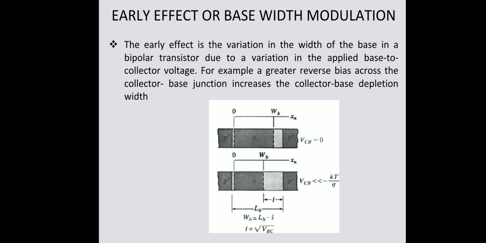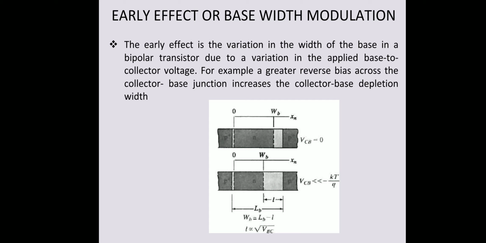Our assumption is that the effective base width is independent of the bias voltage applied to the collector and emitter junction. But actually, if you increase the reverse bias voltage at the collector junction, this depletion region will extend more into this base region because it is lightly doped, and the effective width of this base region will decrease due to this extension of the depletion region.